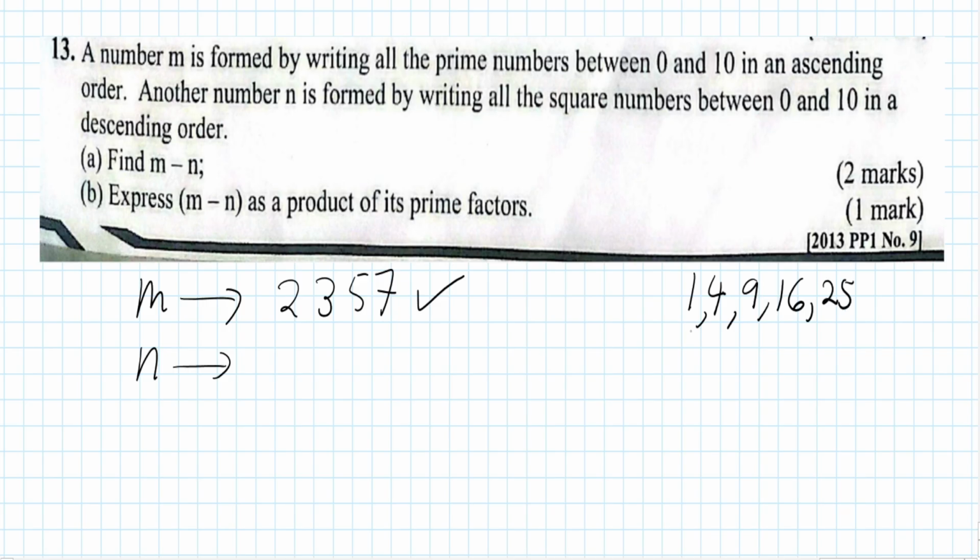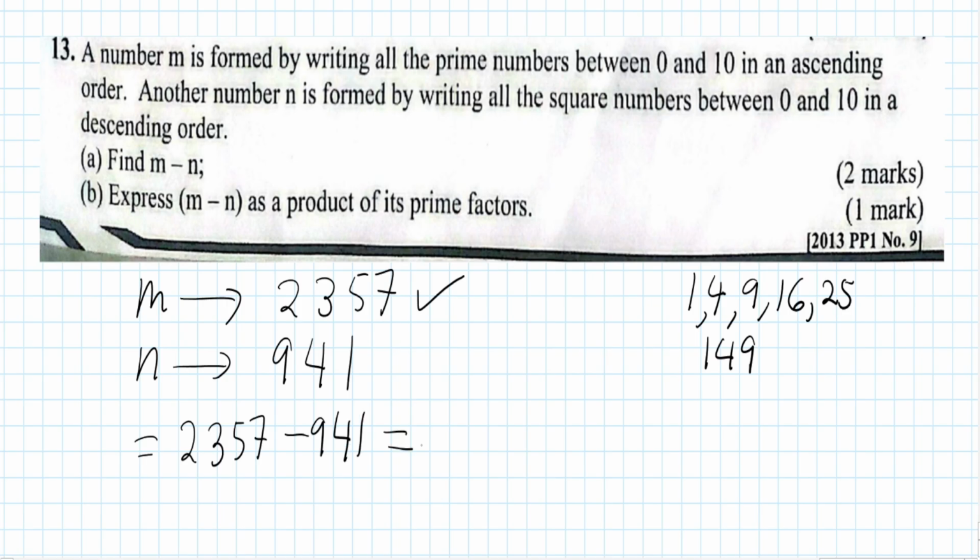But the numbers that are between 0 and 10 are 1, 4, and 9, and in descending order, that is starting from the largest to the smallest, 9, 4, 1. Find m minus n. So we're going to take 2357 minus 941. Let's see how much it gives us. 2357 minus 941 is going to give us 1416. So that is question A.